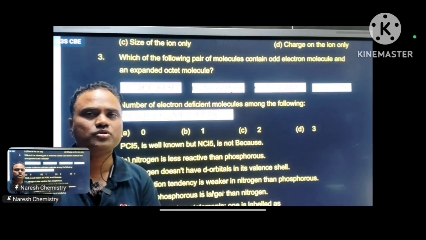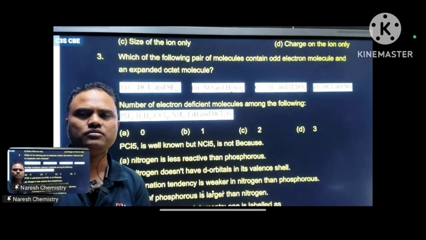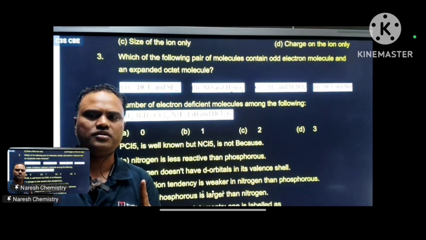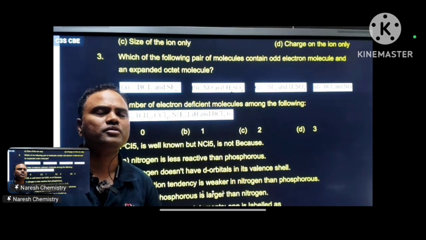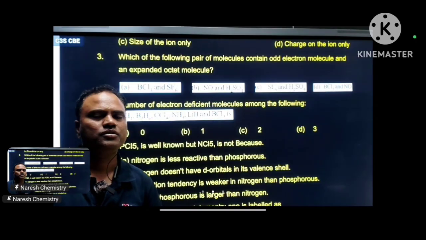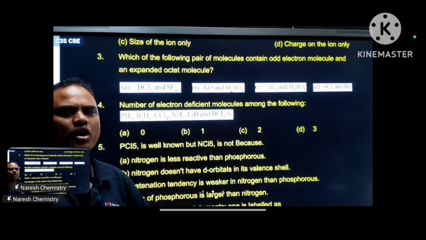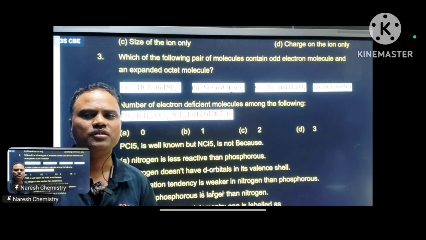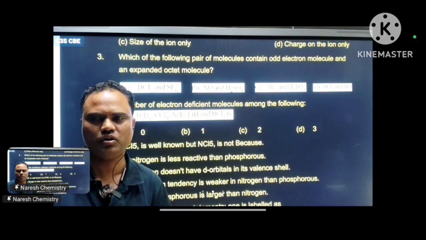Boron belongs to which group? Third A, 3 electrons. And chlorine belongs to seventh A group. So 7 in 1 chlorine. Total how many chlorines you have? 3. 7 into 3, 21. 21 plus boron 3, 24. Even or odd? Even. Cancel. Don't go for that option.